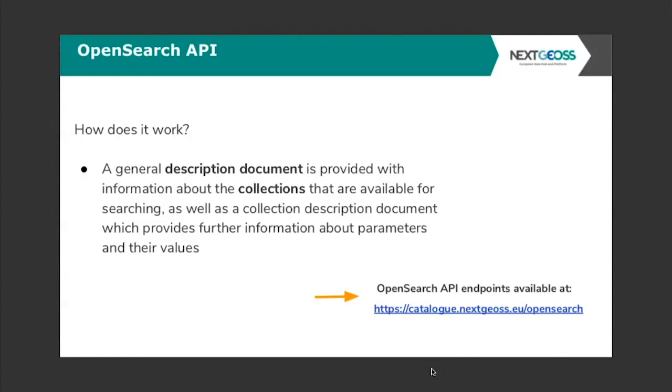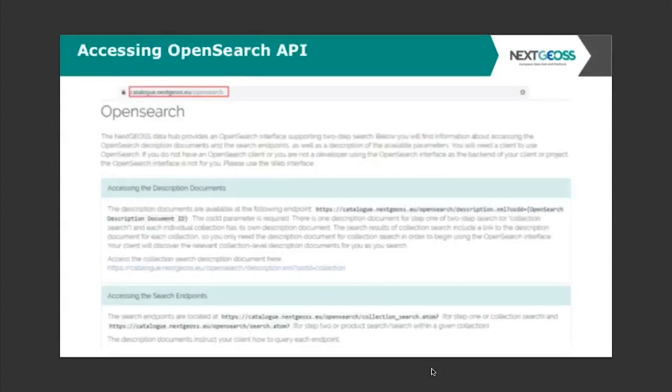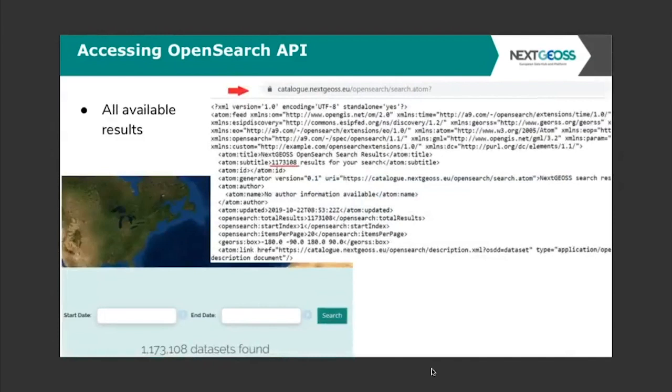At the bottom of my slide, you can see the URL that we have on the catalog, and this one redirects to a page where you can get some basic information about the OpenSearch API on the NextGEOSS Data Hub and how you can start playing with it. We provide a simple way of searching through the portal directly. So the OpenSearch API is always mirroring the data that we have on the portal.